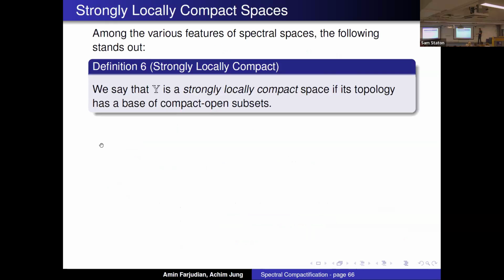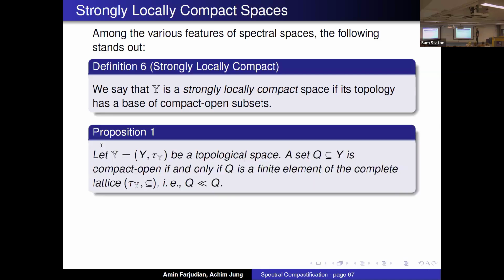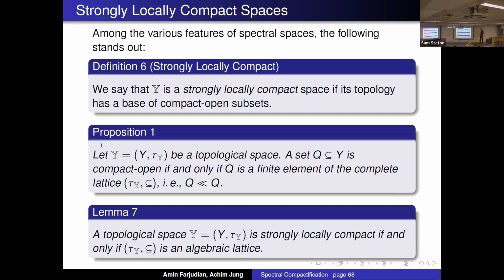Okay. So as I said, the one feature that stands out is this strongly locally compact. We say that a topological space is strongly locally compact if its topology has a base of compact open subsets. Not just open, but they have to be compact and open. And it can be shown that, if you have a topological space, any subset of it is compact open if and only if it's a finite element of the lattice of open sets. And by that, you can show that a topological space is strongly locally compact if and only if the lattice of open sets is algebraic.